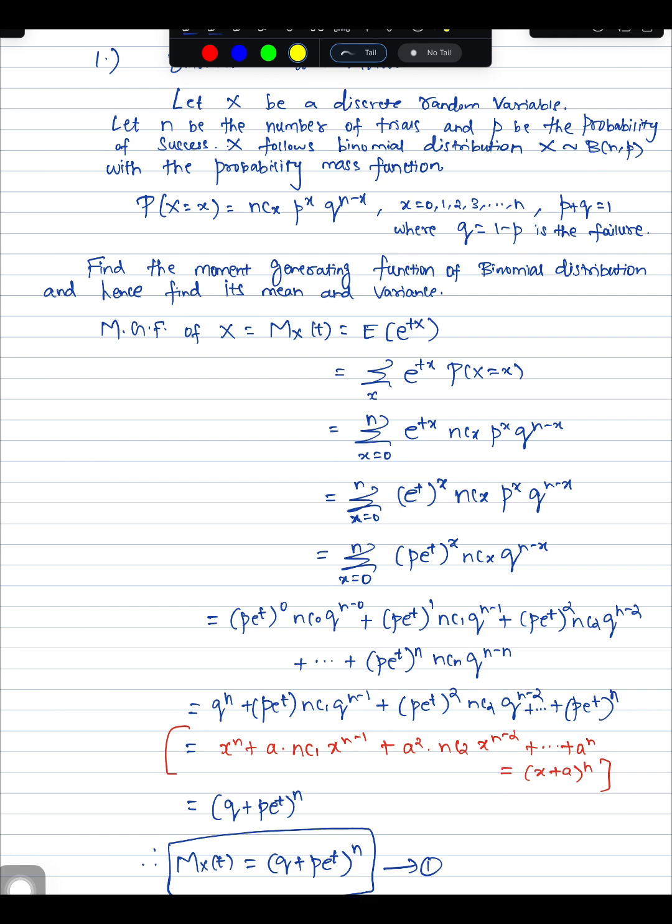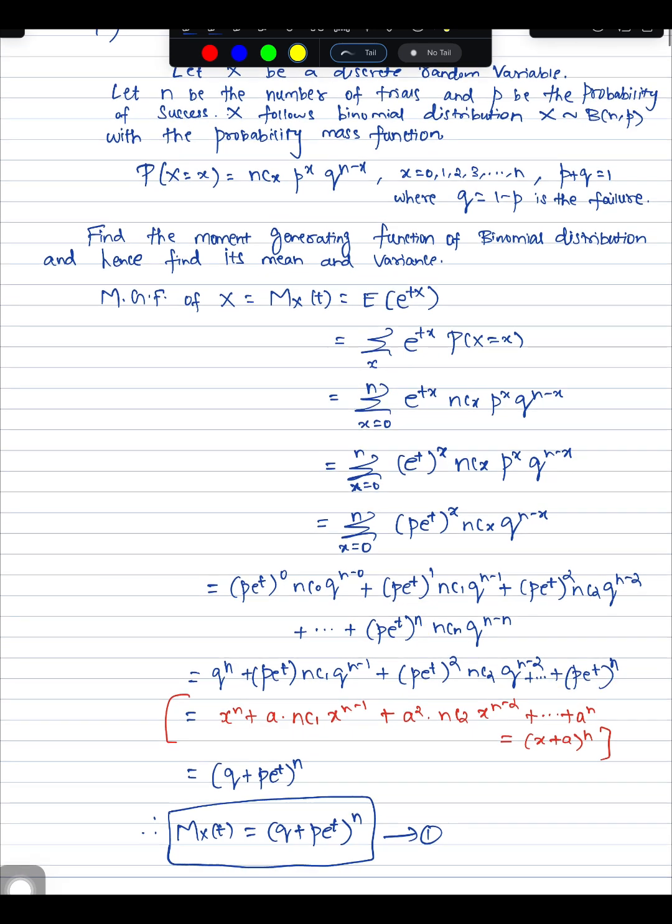Now some of these terms are 1 because we know nC0 is 1. You can see nC0 is 1, nCn is also 1, and anything to the power 0 is equal to 1. So based on this, in the first term you get only q^n, in the other places you get all the other terms as in the previous terms, but at the last term again nCn is 1 and q^0 is 1, so you'll be getting only this term here.